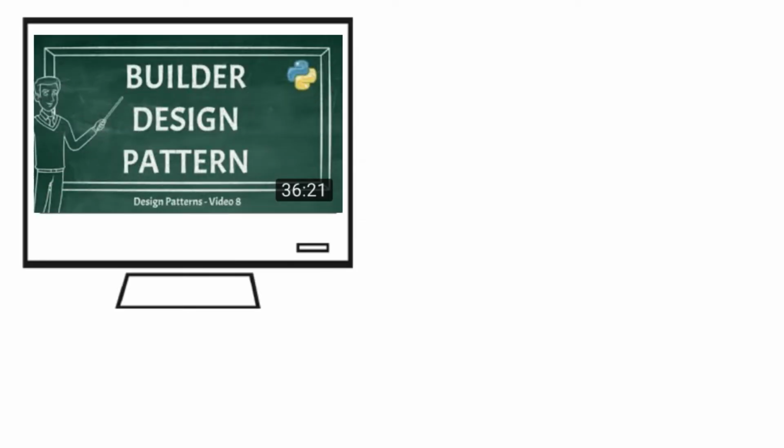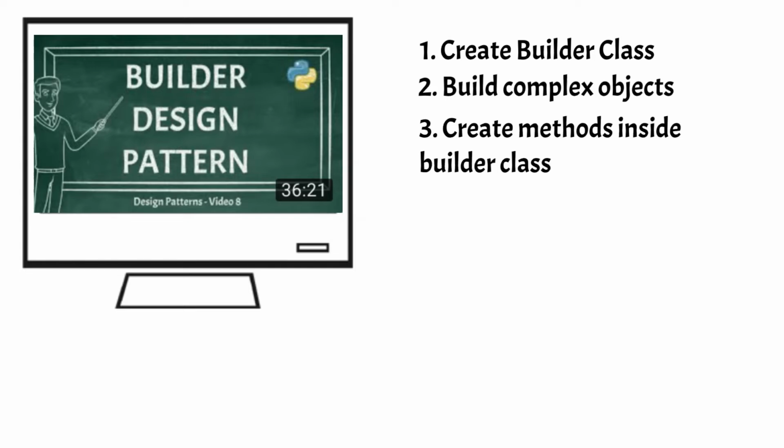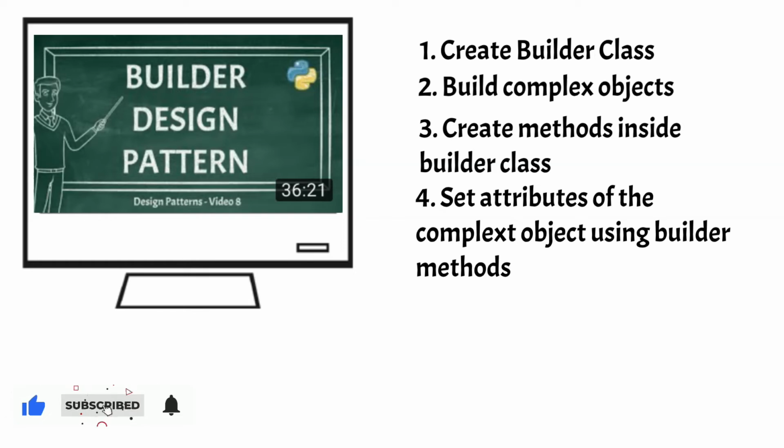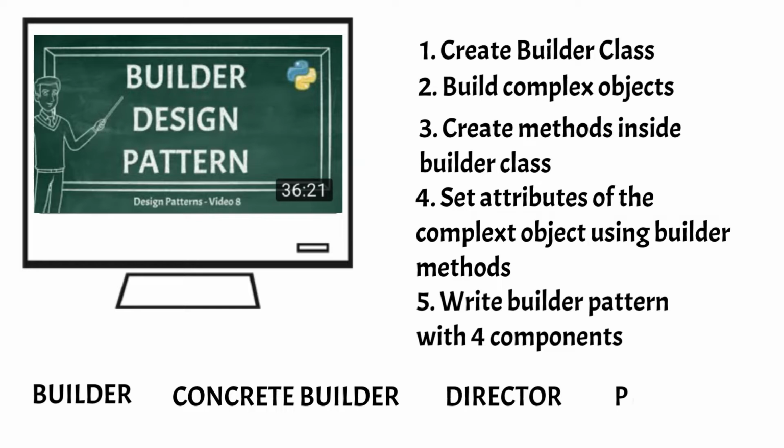So in the last video we understood the builder design pattern, where we saw how we can create a builder class using which we can build any complex object, and we also saw how we can create different methods inside our builder class using which we can later provide all the attributes related to the complex object that we are trying to create. And also in the last example we saw how we can write a builder pattern using its 4 components, which were the builder component, concrete builder component, director component, and finally the product component. So I hope that you got a good understanding about the builder design pattern.